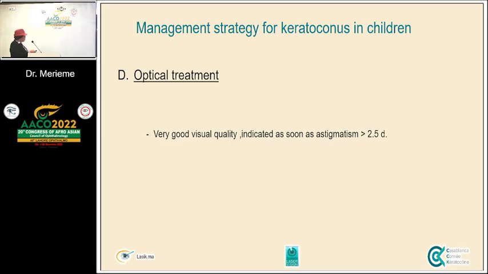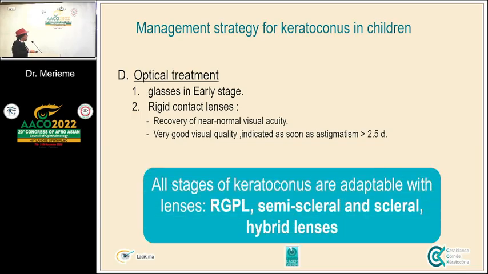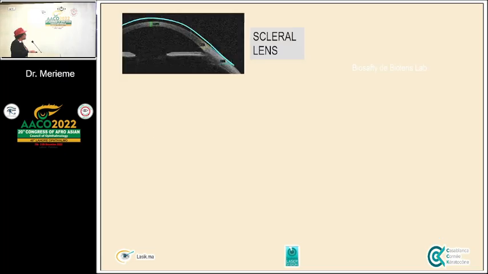After cross-linking for the children, we have to correct the visual acuity, and the treatment is optical treatment. It can be glasses in early stage, but we must fit the children with rigid contact lenses. Recovery of near normal visual acuity, very good visual quality, as soon as we have astigmatism more than 2.5. All stages of keratoconus are adaptable with lenses. It will be rigid contact lens, subscleral or scleral or hybrid lenses.